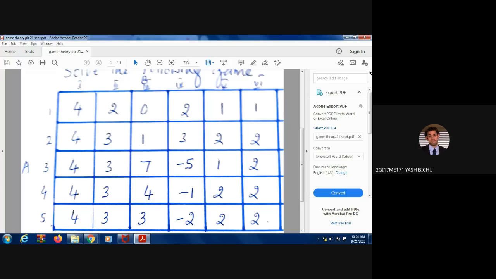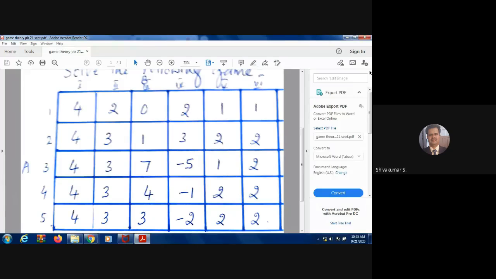Sir, could you please repeat this? Yes. Remember, player B is trying to minimize the maximum loss. That's why he deletes the maximum values, because you don't want to lose the maximum. In the first column the values are 4, 4, 4 in the second, third and fourth rows. These are dominated by column 2, which has 3, 3, 3. So 4, 4, 4 is greater than 3, and you delete column 1. Understood now? Yes, sir.